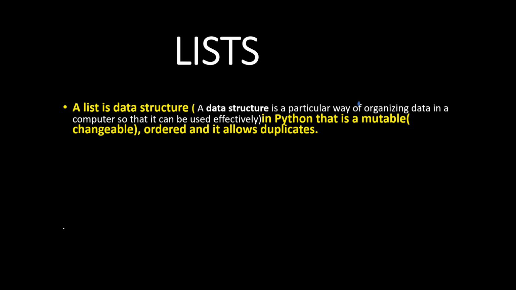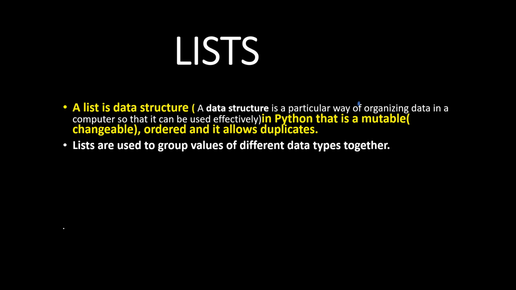Then the last point was that it allows duplicates. That means I can have the same value many times. Say in the list that I have created, I have 5 and this 5 can be repeated. So that means it allows duplicates. Next point, a list is used to group values of different data types. Say I have a requirement where I want to store numbers, a string and others. So I can use a list because a list is used to group the values of different data types.